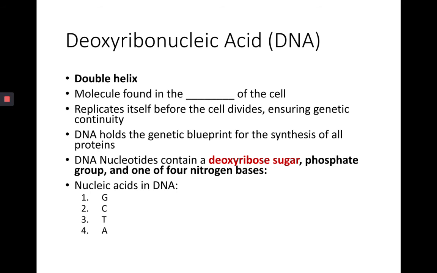And DNA nucleotides contain either guanine, cytosine, thymine, or adenine, because remember, uracil is only found in RNA. Also, DNA nucleotides contain deoxyribose as their sugar, and they still contain phosphate.